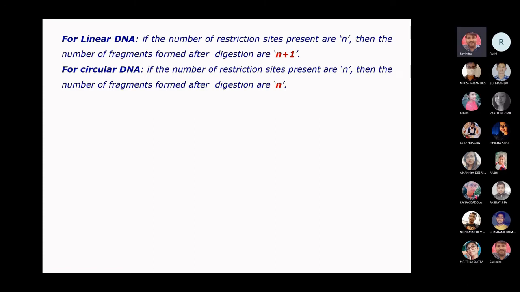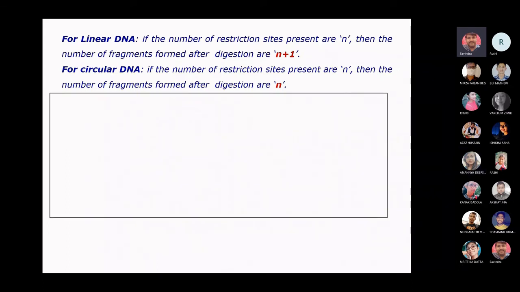Whereas for the circular DNA, if you cut a circular DNA from one side, it will have only one fragment. If you cut it at two sites, it will have two. If you cut it at three different sites, it will have three. Okay. Is it clear to everyone? Yes, sir. Why are there n+1 and n number of fragments?